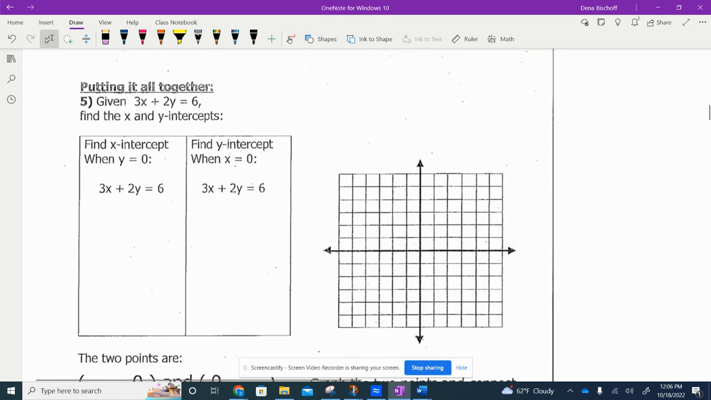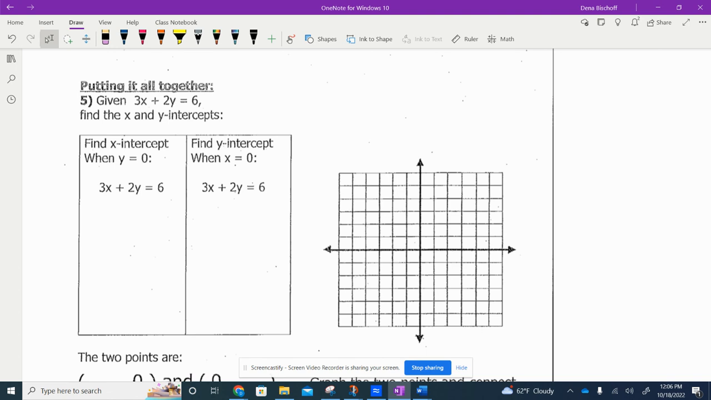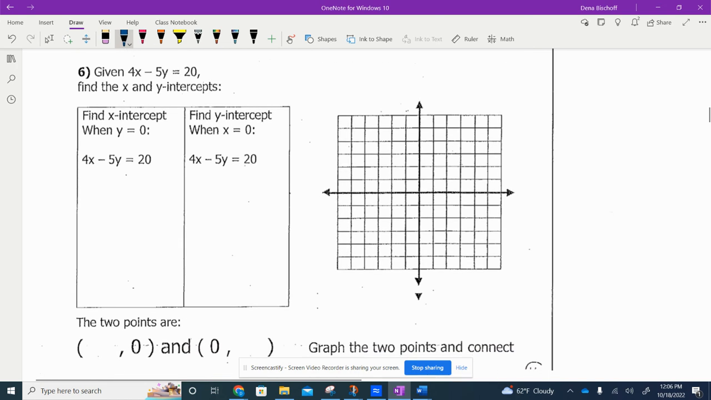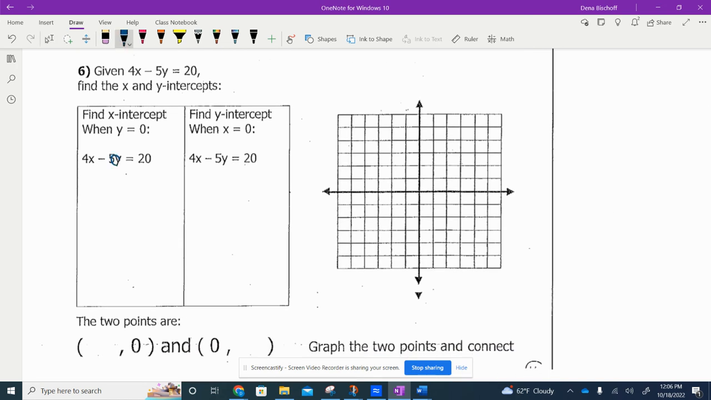Then you're going to use the cover-up method. Remember that? So if you want to find the x-intercept, you cover up the y term. If you want to find the y-intercept, you cover up the x term. I call that the cover-up. I can't think of a better name for it. If I want to find the x-intercept, I cover up the whole y term, including the sign in front of it. If I want to find the y-intercept, I cover up the whole x term. You guys feel like you can do that?